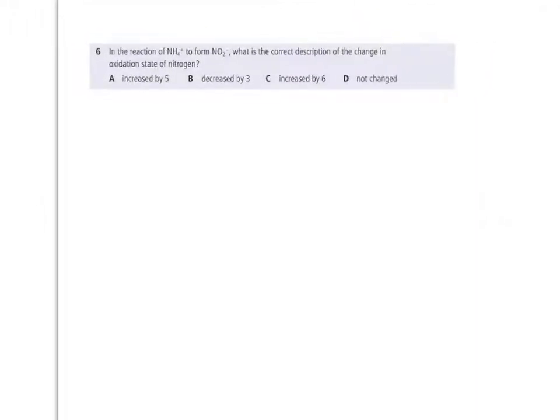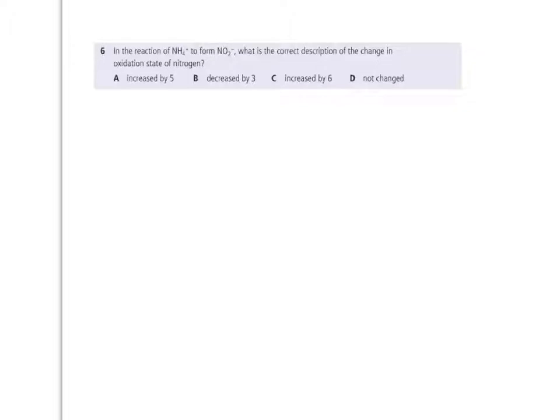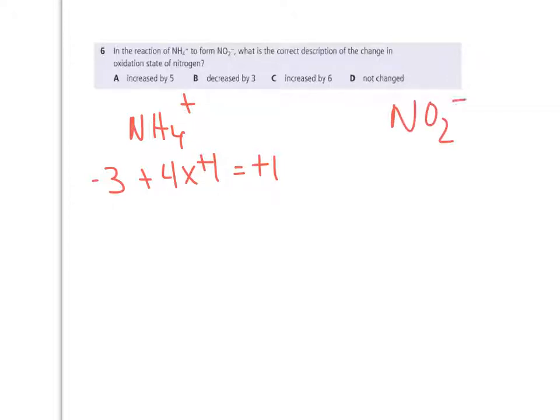Number 6, in the reaction of NH4+ to form NO2-, what is the correct description of the change in oxidation state of nitrogen? So if I look at NH4+, I've got 4 hydrogen at a +1 each, and I want a +1 overall charge. So my nitrogen is a -3 state in NH4+. In NO2 -1, I've got 2 oxygen at a -2 for a -1 overall. So in this case, my one nitrogen is in a +3 state.